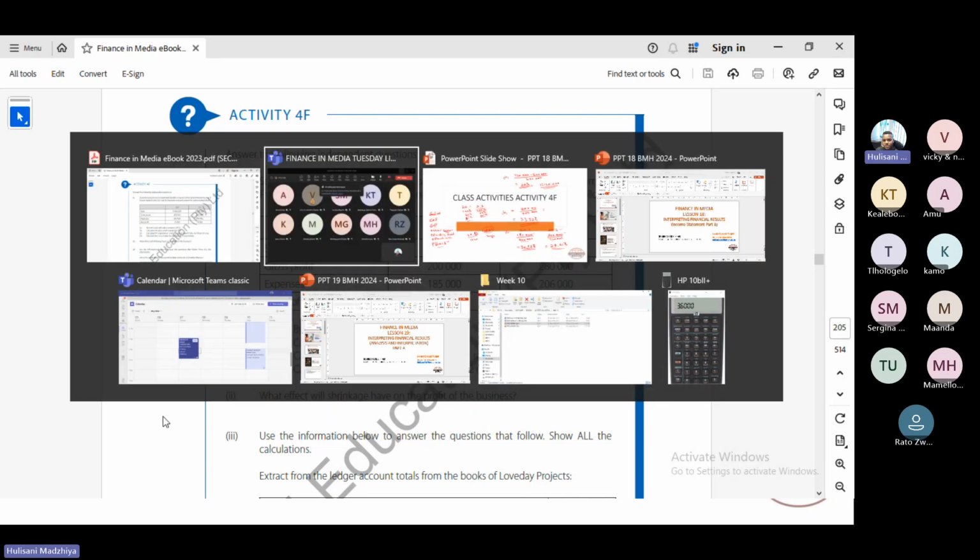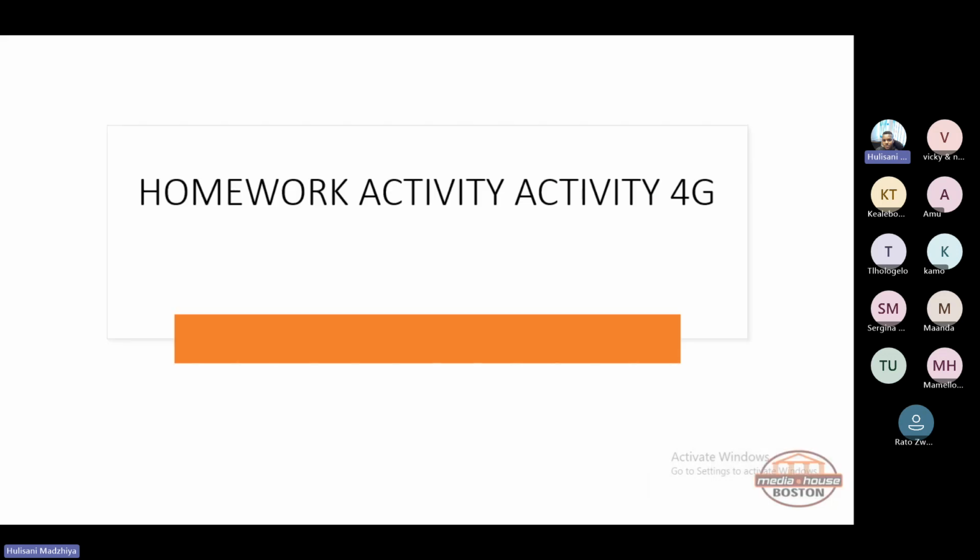So as part of the lesson, you are required to do activity 4G as homework. Please write it down that you are required to perform activity 4G as your homework. This is what you guys need to cover. So in the remaining 30 minutes, I expect that you guys attempt to do activity 4G. And then when we meet in our next class, I'll start by looking at this.